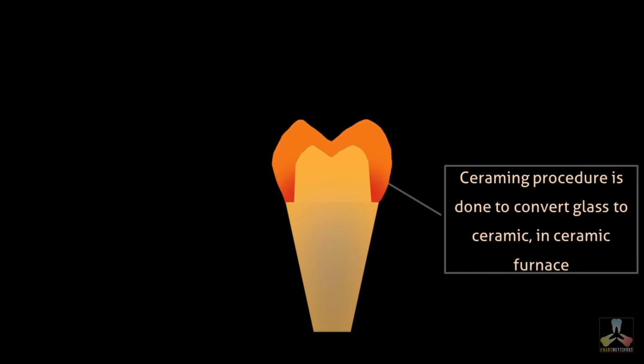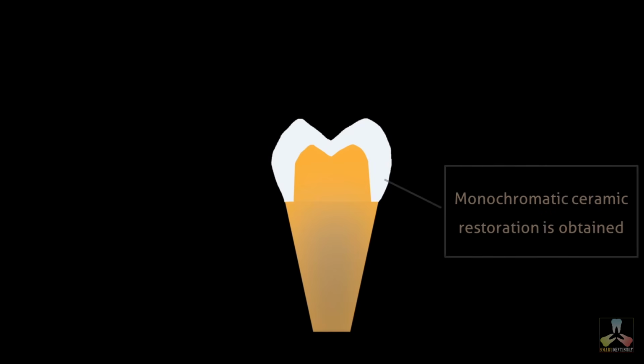For the ceramming procedure, the glass restoration is heated at a controlled temperature in a ceramic furnace for a specified time as mentioned by the manufacturer. By this procedure, the restoration becomes much harder and stronger because during ceramming, part of the glass will be converted to a crystalline ceramic. At the end of ceramming, we obtain a restoration that is monochromatic. This is because the entire restoration is made from the same colored ceramic block.